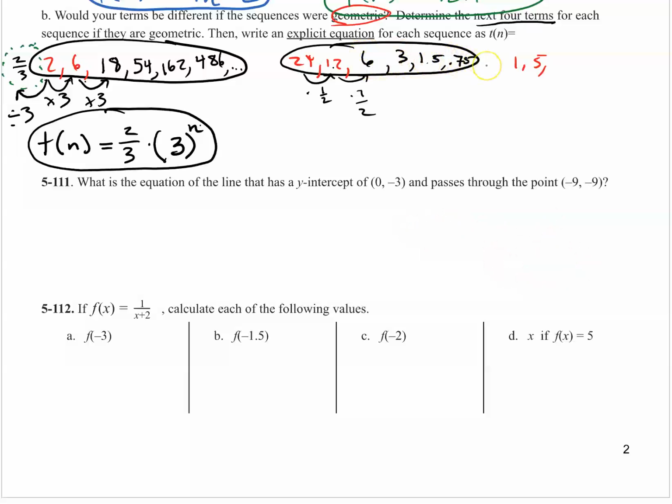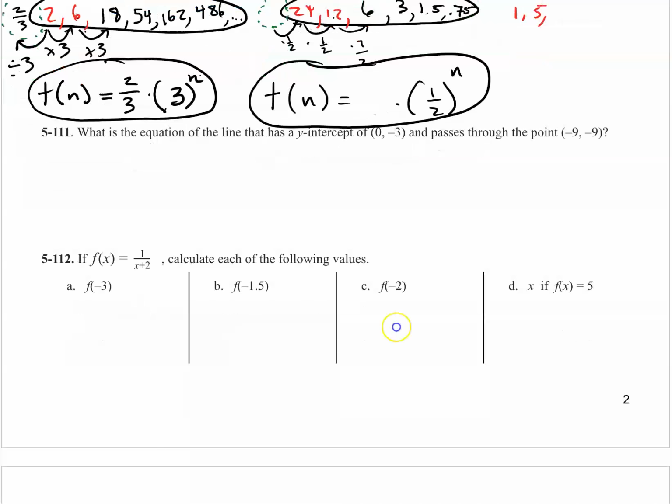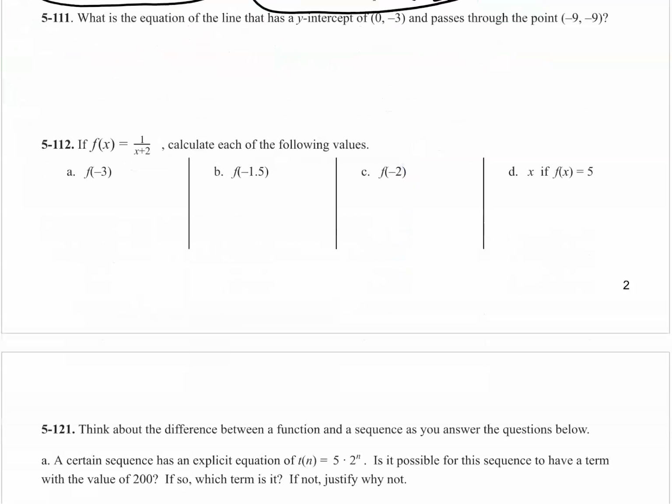Half, half, half, half. So the equation would be t of n equals the 0 term times a half raised to the power n. So what is this 0 term? What number multiplied by a half would give me 24? That number goes here.